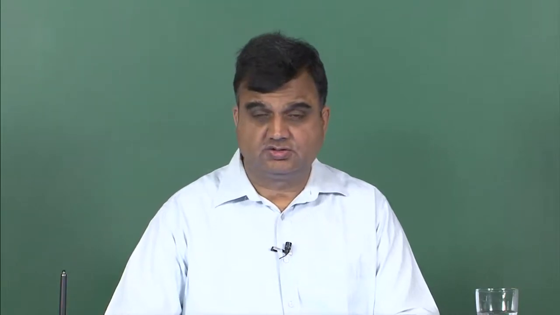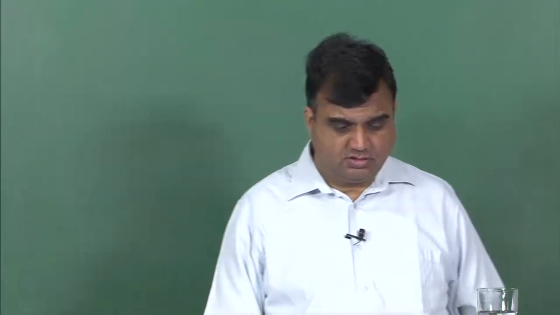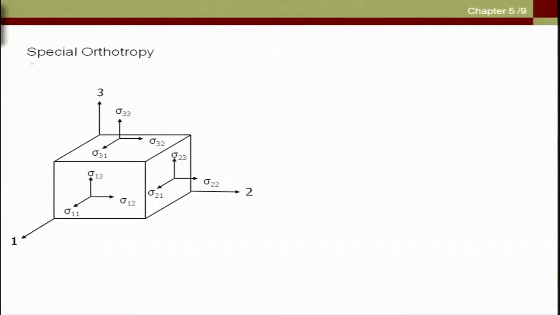Now, we will look at some special types of materials and see, for those types of materials, what the total number of elastic constants is. So, we will start with the anisotropic material, 21 constants, and for special materials, see how this number comes down. The first case we will look at is the case of special orthotropy. Okay. Now, what did we discuss in the case of special orthotropy?